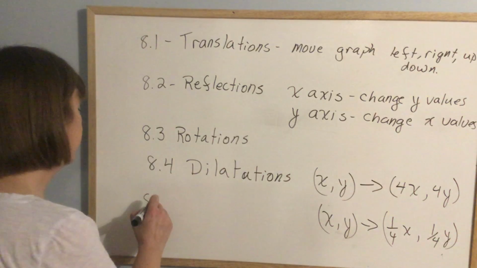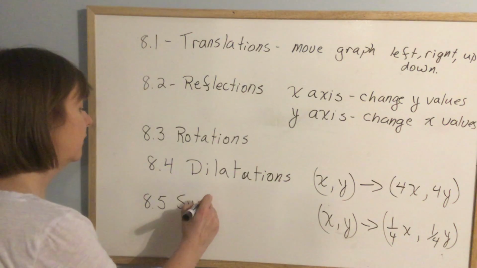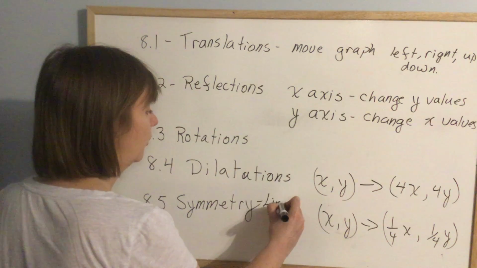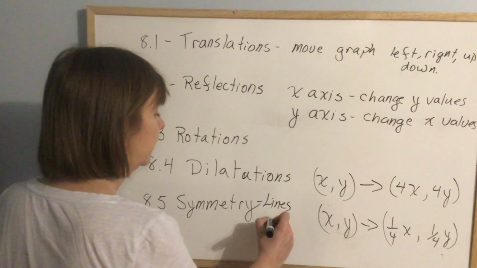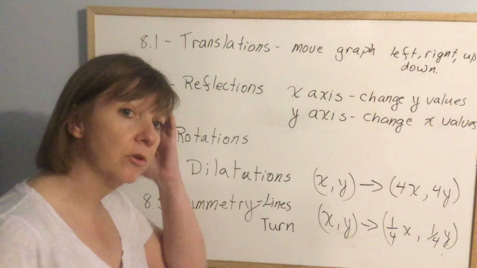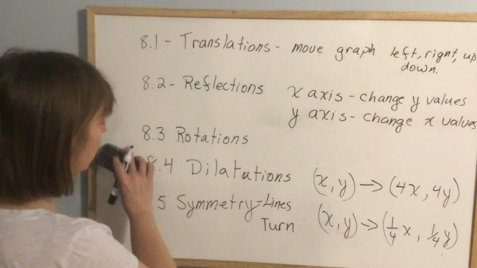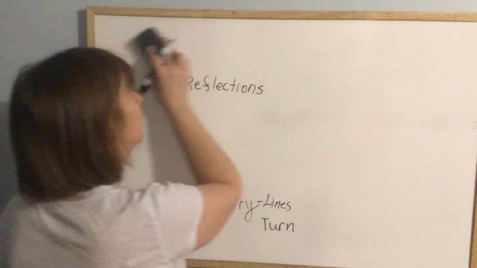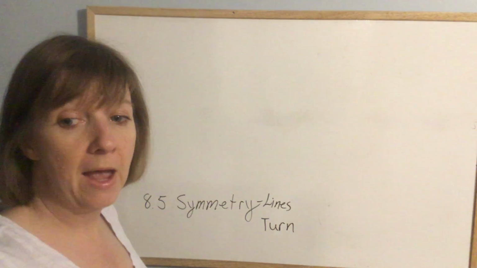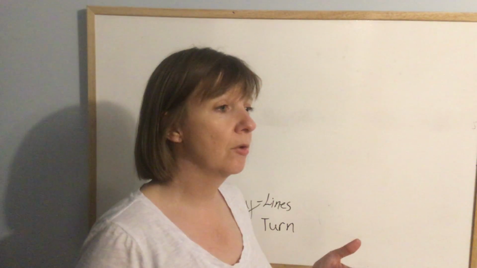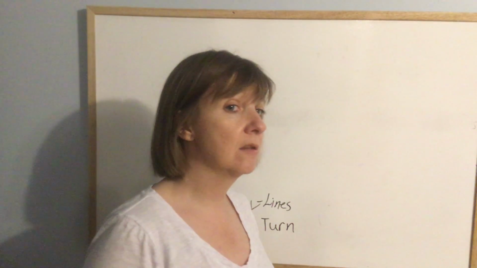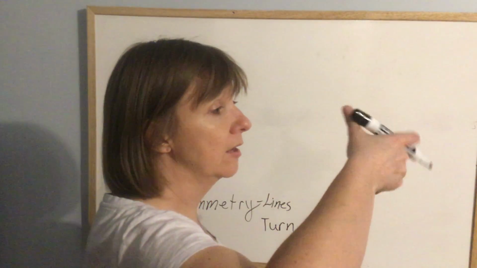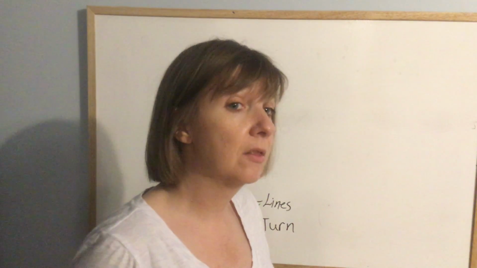8.5 is the one we just finished. 8.5 is symmetry. We dealt with 2 kinds of symmetry. We dealt with lines of symmetry, and we dealt with turn symmetry. So, lines of symmetry is how many lines can I draw so that it's the same on one side of the line as it is on the other. And turn symmetry is how many times can I kind of turn the shape and I wouldn't be able to tell that I had turned it.